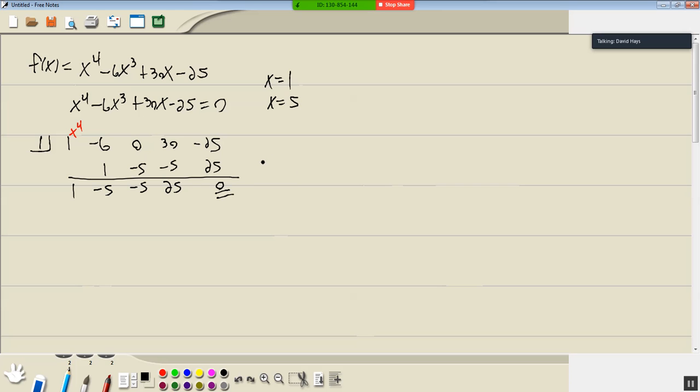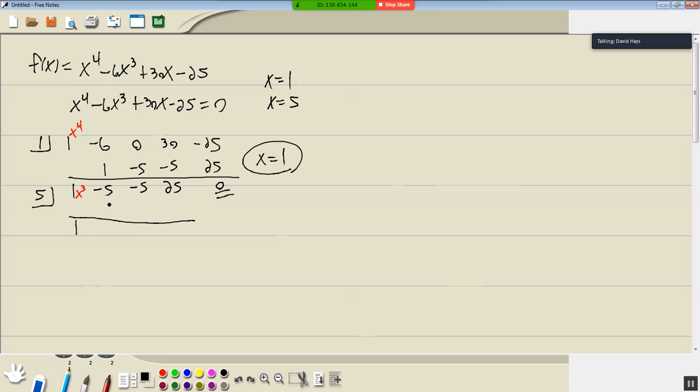Notice we get a 0 as remainder. That means we found our first answer. So this number in this box, x equals 1, is our first answer. No big surprise. Calculator told us it was going to be one of our answers. So you better get a 0 for the remainder. Now this was x to the 4th. That takes us down to x to the 3rd. And we want to plug in the second answer the calculator gave us. So we'll plug in 5.